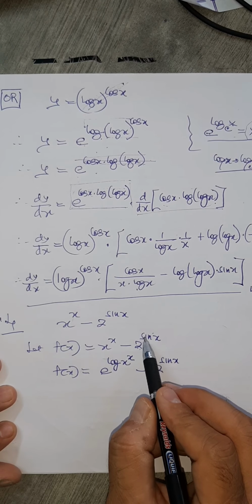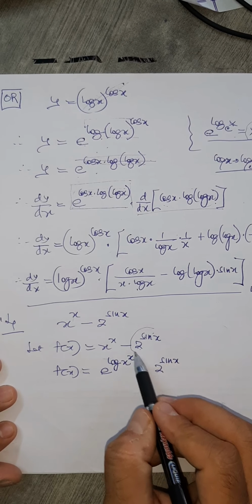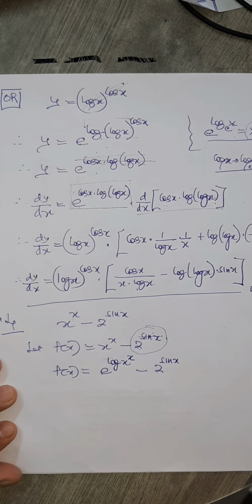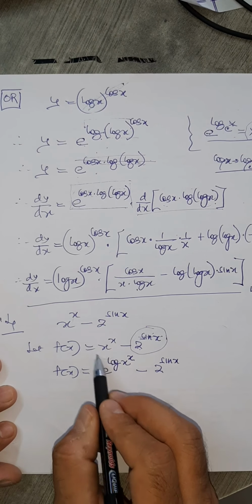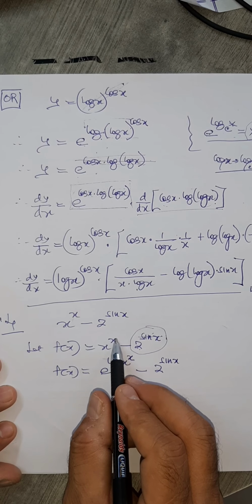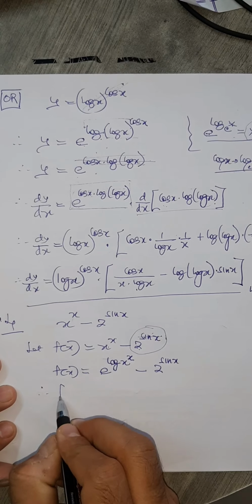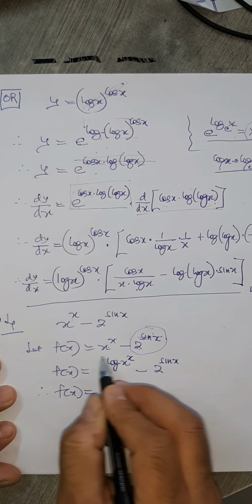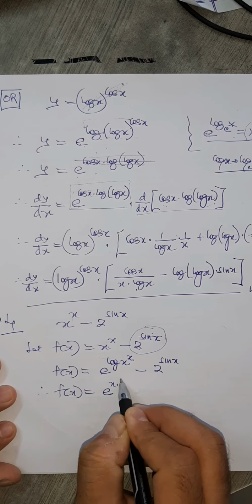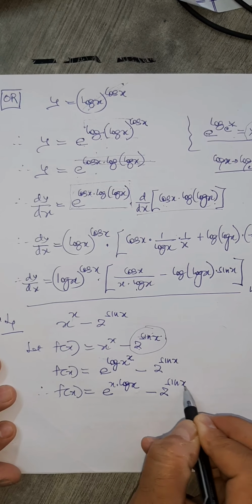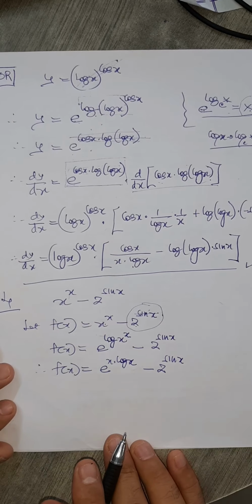This is a constant raised to a variable. Derivative of this, this is like 2 raised to x. So we are doing nothing with this, remember. You cannot do the derivative of x raised to x directly because it's a variable raised to a variable form. That's why I've used this. Now this x will come in product. So x into log x minus 2 raised to sin x. Up to this, it was just a simplification.